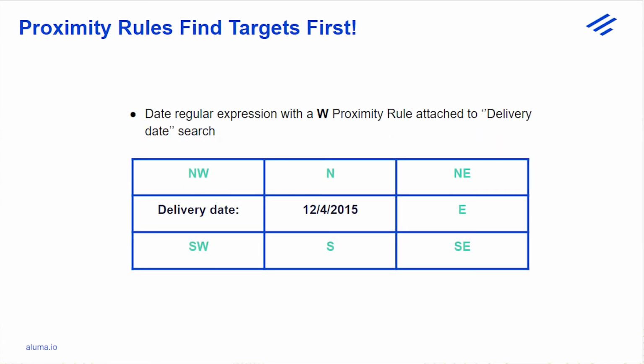Remember that regions are relative to the target, so in this example a west proximity rule is used to connect the delivery date keyword search to the generic date target search. In the next tutorial, we will work through a hands-on example that uses geometric proximity rules to locate and extract a name field.